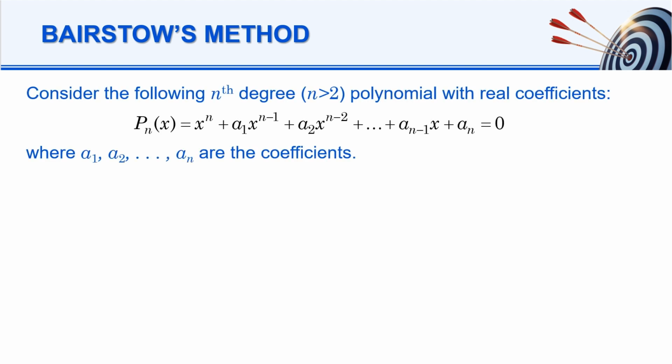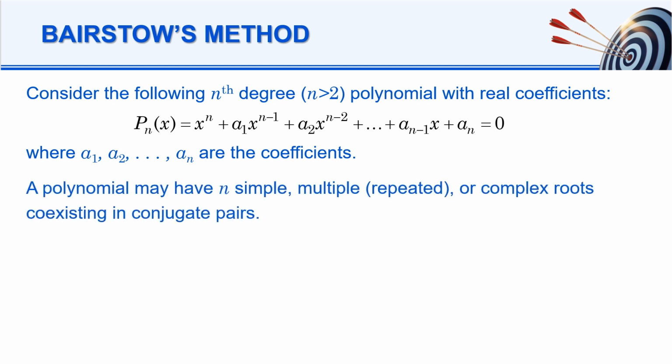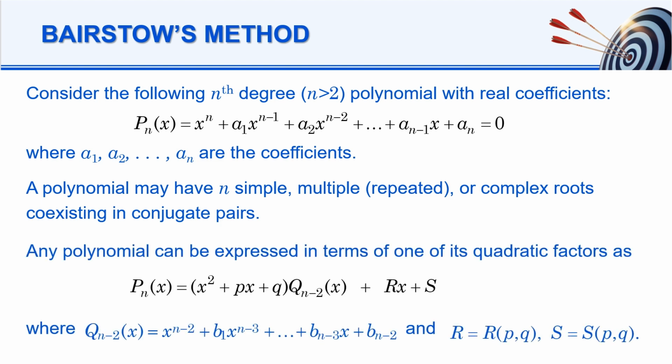Consider the following nth-degree polynomial with real coefficients, where a1, a2, and an are the coefficients. A polynomial may have n simple, multiple, repeated, or complex roots coexisting in conjugate pairs. Any polynomial can be expressed in terms of one of its quadratic factors as follows, where q sub n-2 is a polynomial of degree n-2, and r and s are remainders as functions of p and q.